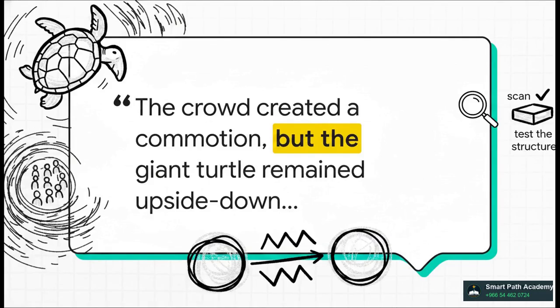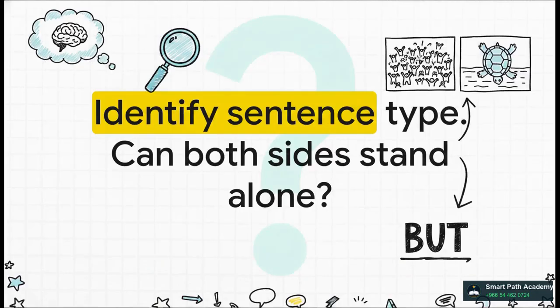The crowd created a great commotion, but the giant turtle remained upside down on the beach. Look for the joining word, right smack in the middle of the action there. Apply your 2 steps, scan, and then test the structure. So what's our thought process here? First, identify the sentence type. Scanning the text, got it, I spot the word but. Now for the crucial point, can both sides stand alone? Let's check the first part. The crowd created a great commotion. Yes, complete idea. Second part, the giant turtle remained upside down on the beach. Yes, another complete idea. 2 standalone ideas, joined by but, means we have confidently nailed this as a compound sentence.